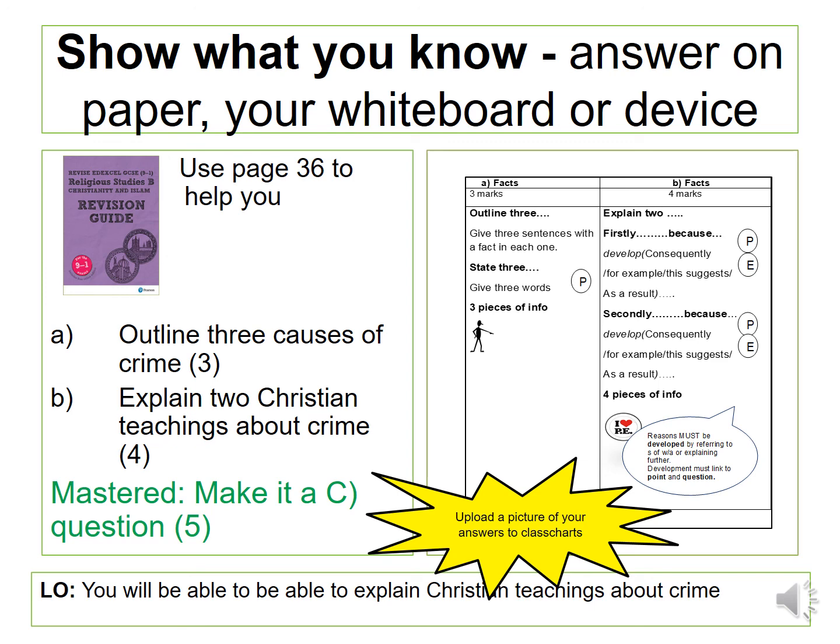If you wish to do the mastered task, use quotations or sources of wisdom and authority. Upload a picture of your work to class charts for your teacher to see. We will continue this work in your next lesson.